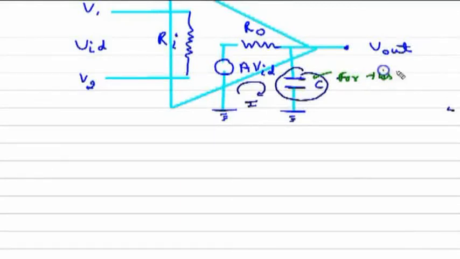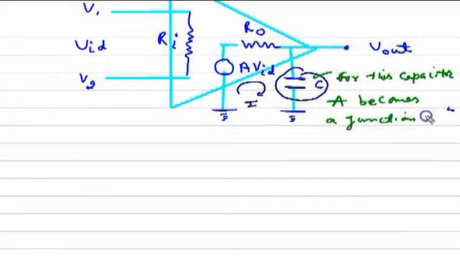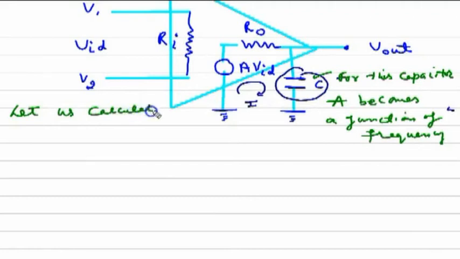This is the capacitor for which the gain of the operational amplifier becomes a function of the frequency. This capacitor is not attached externally, but it exists because the operational amplifier is made up of transistors and FETs. They have the internal junction capacitance. So that's why the capacitor plays a role in decreasing the gain of the operational amplifier.